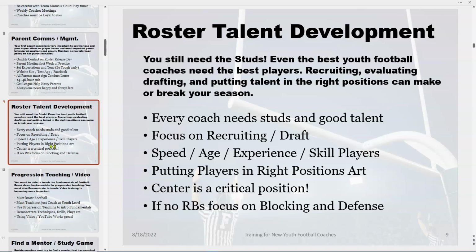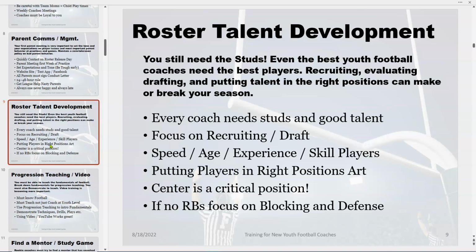We've drafted, because our league will have a little draft from their pool, and we get to kind of evaluate them. And we've had seasons where we've just been stacked because we knew how to draft and evaluate talent. So use that time accordingly.